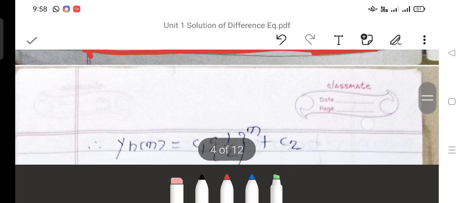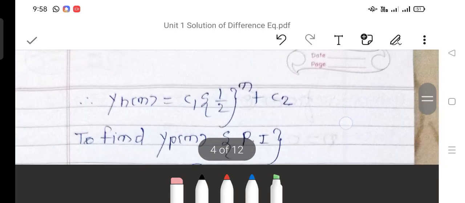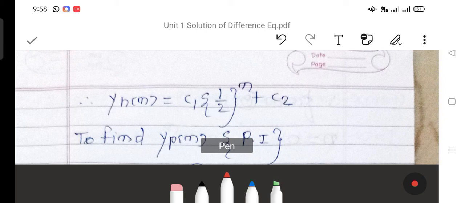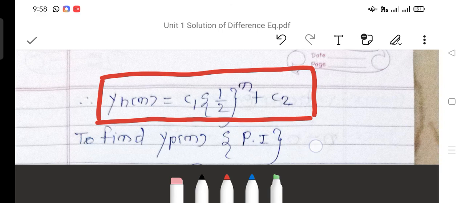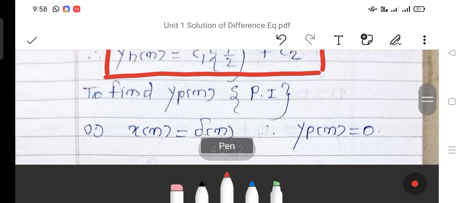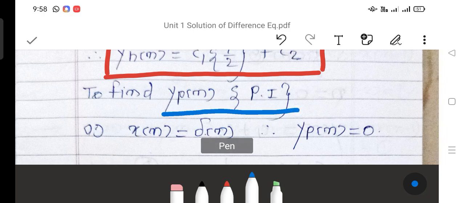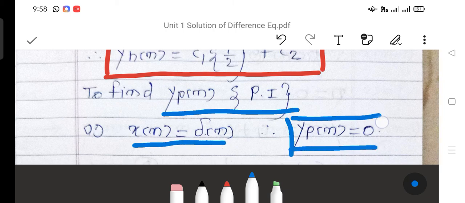Now we have to find the PI. First of all we have taken the YH of n. Now we will find the PI. PI means Yp of n. Here x of n is delta of n, and therefore Yp of n is 0. Again, for this purpose you have to refer to the table. As we are finding the impulse response, we take Yp of n as 0. These are the rules that we have to follow while solving the difference equation.